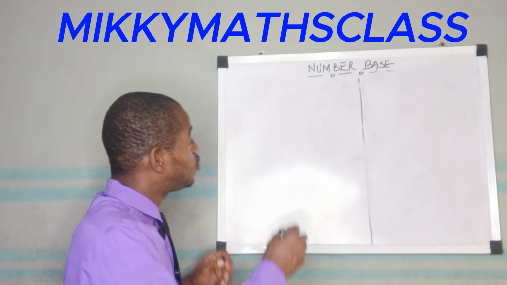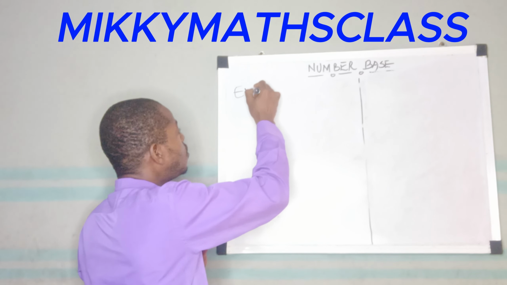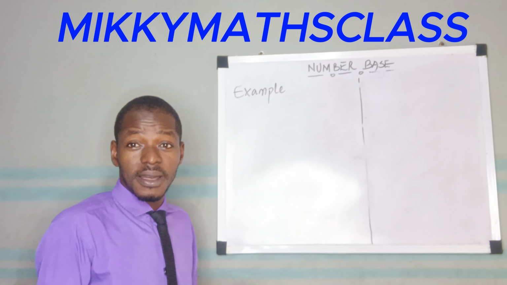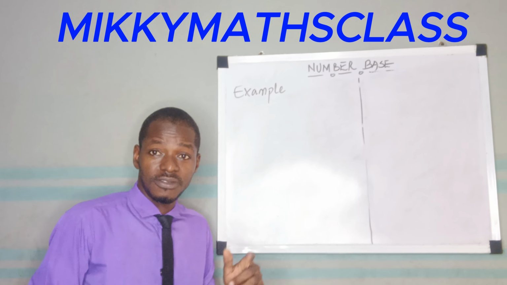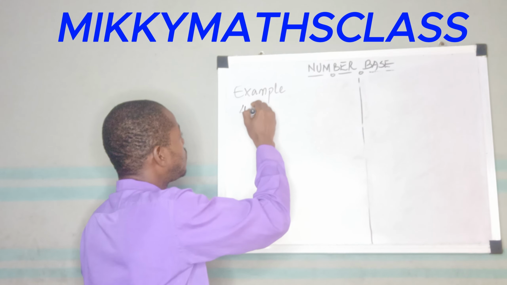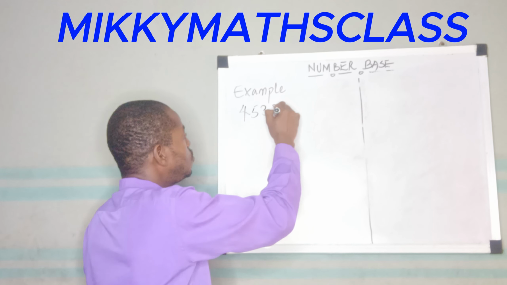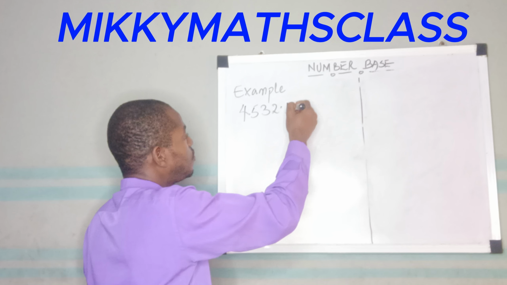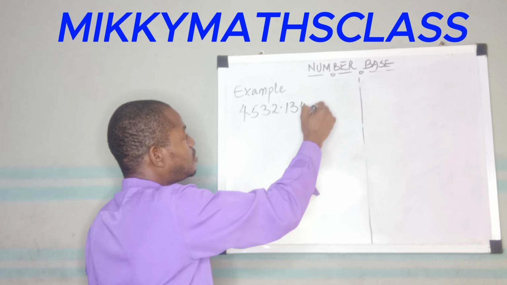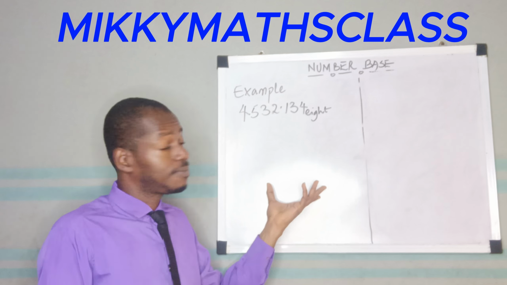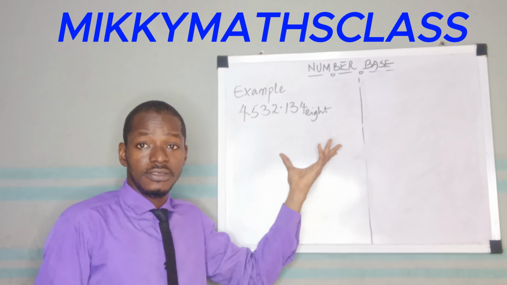Alright, let's take example 2, still under writing numbers in expanded form. The first number example we dealt with was in base 10. If we have something like 453.134 base 8, I can be asked to write this number in expanded form. This is in base 8.